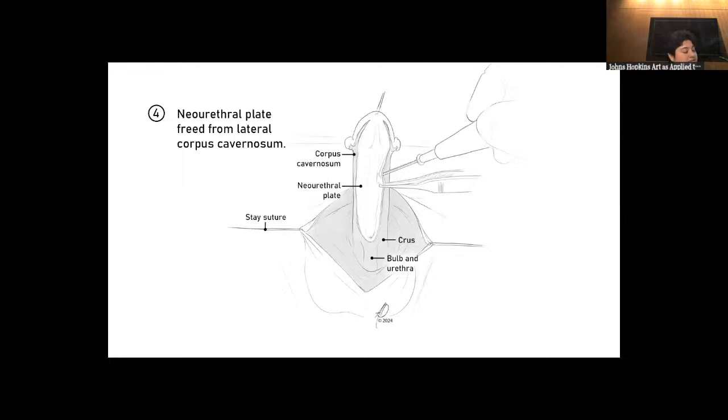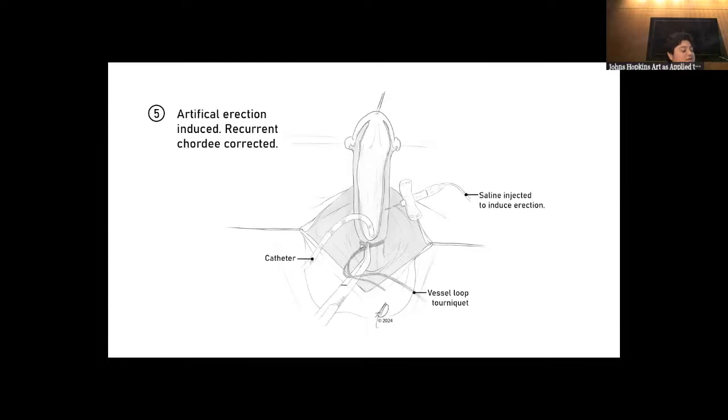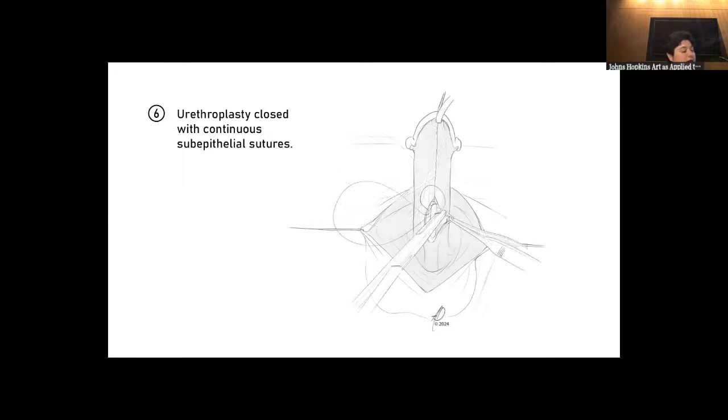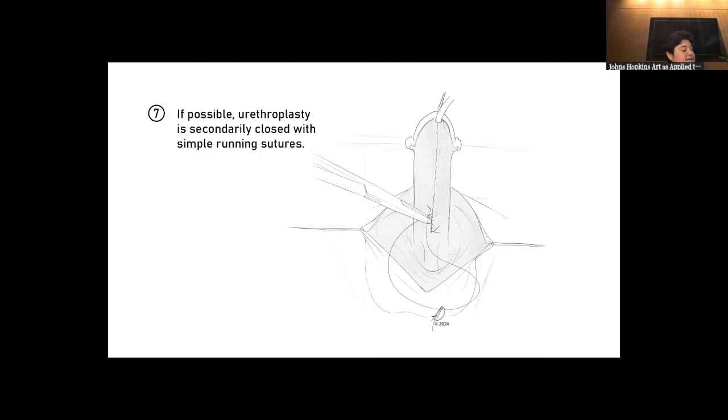The edges of this new skin are freed laterally from the corpus cavernosum, and the medial portions remain attached for perfusion. An artificial erection is induced to assess for any residual curvature or chordee, which is corrected if necessary. The first layer of the urethroplasty is closed with continuous subepithelial sutures starting distally and moving proximally, and then if possible, the urethroplasty is secondarily closed with simple running sutures.